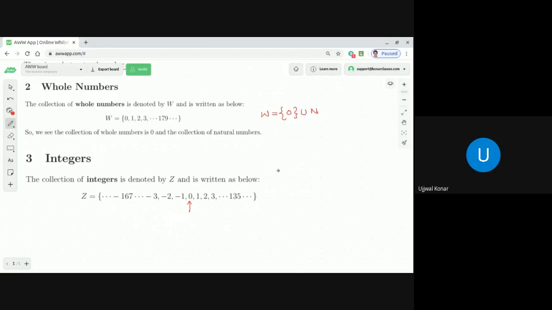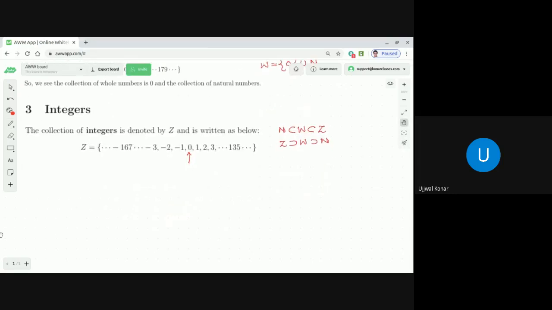So what we can say is that, in set theoretic notation, the set of natural numbers is a subset of the set of whole numbers, which is a subset of the set of integers. Or the other way we can say, the set of integers is a superset of the set of whole numbers, which is a superset of the set of natural numbers. Correct? I hope it is absolutely clear about the integers.